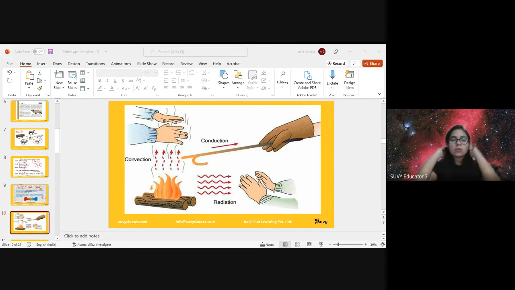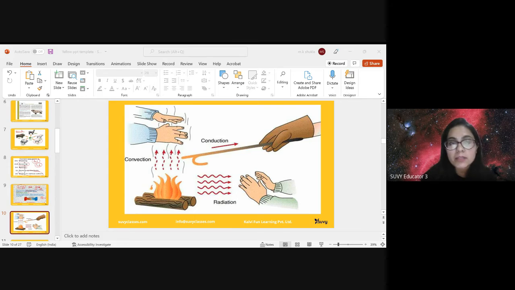So you can perform this activity. It's a very small activity. It shows that heat will always transfer from the hotter body to the colder body, and heat will only transfer when there is a temperature difference between the bodies.